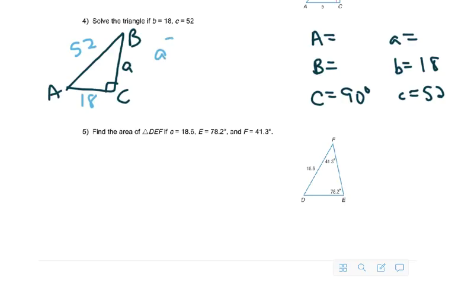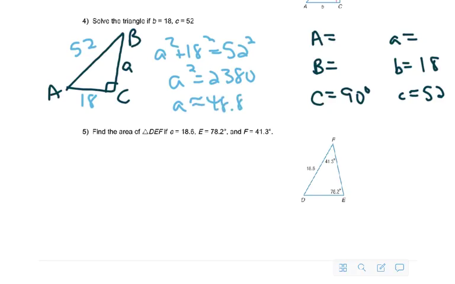So you'll notice because it's a right triangle, I know 2 of the 3 sides. I'm going to use the Pythagorean Theorem to find the missing side, which is A. So I'm going to do A squared plus B squared is equal to C squared. So I'm going to do 52 squared, subtract 18 squared from it, and then square root that answer. And I'm going to get about 48.8.